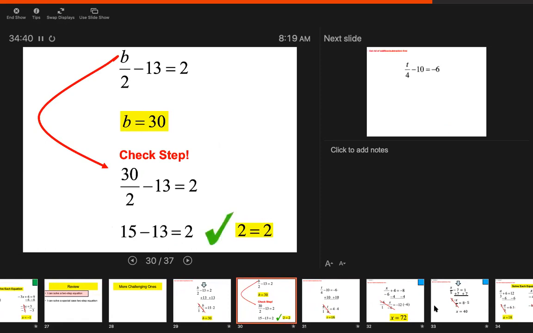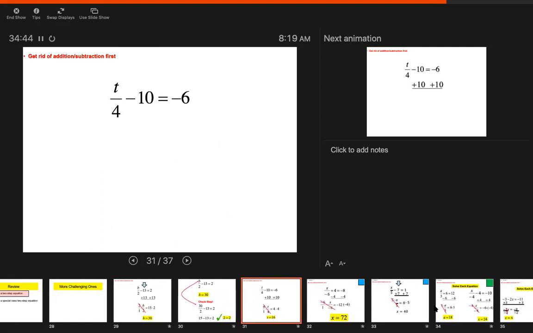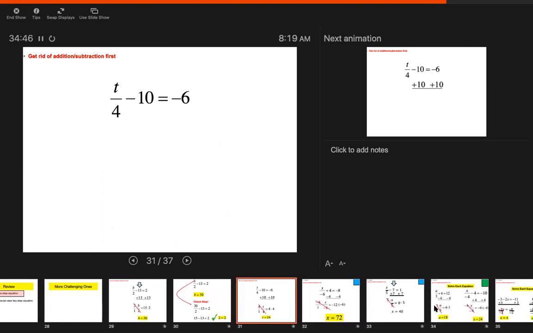Okay, check step. Use it when you have time. One more time. I can get rid of the 4 or the -10. Which one is easiest? -10. How do we get rid of -10? Add 10. All right, this is one to pay attention to.